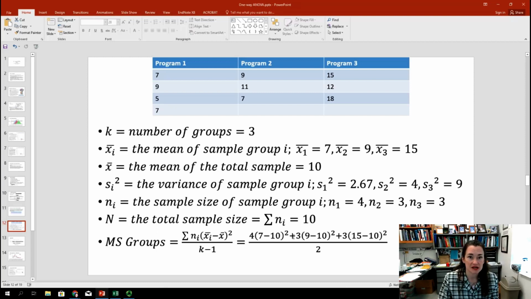Now you sum up the same idea for the other two groups. For program 2, it's got 3 constituents. The average for group 2 is 9, and then you're subtracting off 10, the average for all the groups, and you're squaring it. And then for program 3, yet again there's 3 participants. The mean is 15, and you're subtracting off 10, and you're squaring it. And then you take that whole sum, and you divide it by k minus 1. Since k is 3, k minus 1 is 2. And that would be how you would calculate the variable MS groups, which goes into the numerator of your F-statistic.